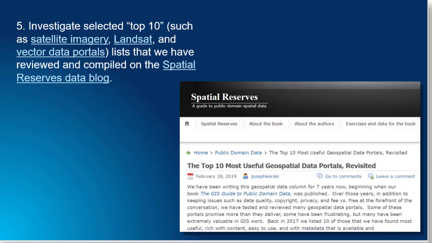Number 5, investigate selected top 10 lists that I've curated, such as top 10 satellite imagery, top 10 Landsat data portals, top 10 vector data portals, in terms of how useful they are, on the Spatial Reserves blog.